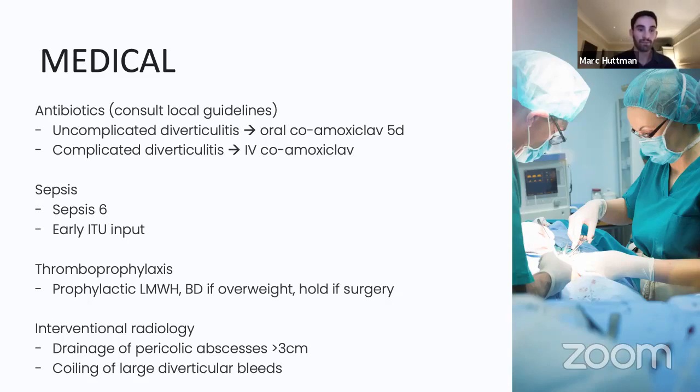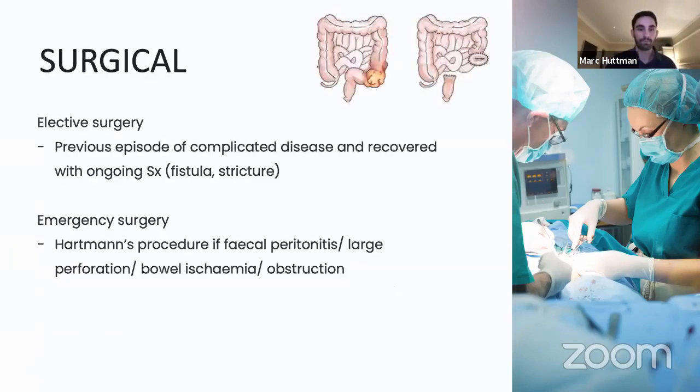Interventional radiology, we've already mentioned their role in coiling of large diverticular bleeds, but they can also drain big abscesses. So those big pericolic abscesses, the Hinchey 2s, which are in the mesentery, if they're more than 3 centimeters, then you want to cut it out. I said cut it out, I mean drain it out with a needle under ultrasound.